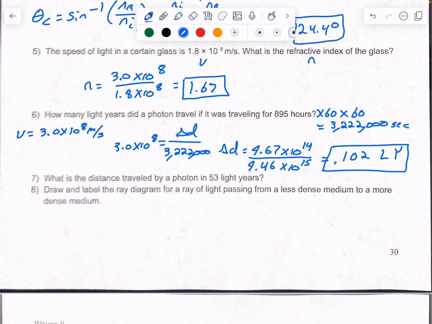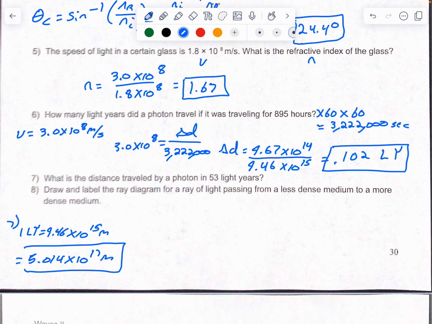Okay, 7, what is the distance traveled by a photon in 53 light years? This one printed out weird, so I'm going to do 7 right here. If I know 1 light year equals 9.46 times 10 to the 15th meters, then to find how far you travel in 53 light years, I just multiply that by 53. Take that number and multiply it by 53, and you get 5.014 times 10 to the 17th meters. And that's your answer there.